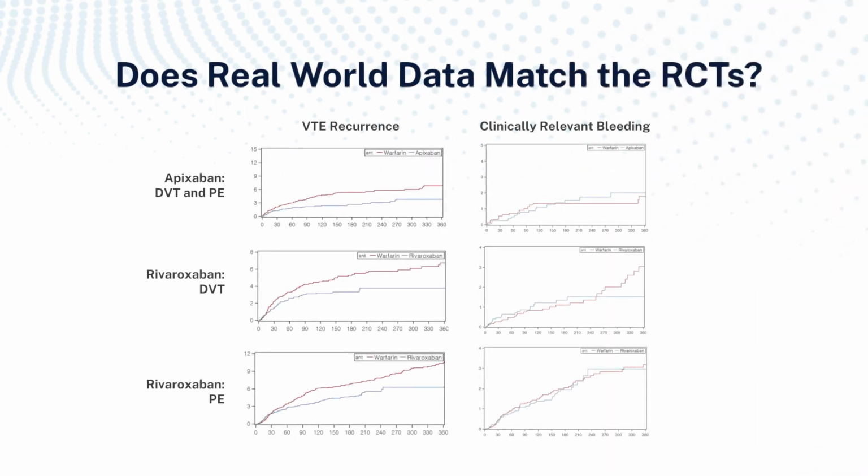Well, here's some large data looking at the rates of VTE recurrence and clinically relevant bleeding between the different types of drugs that we just saw in the clinical trials. So for the first one here, we're looking at apixaban, both DVT and PE patients. What you can see in this graph on the left is that the warfarin group had a higher rate of VTE recurrence than the apixaban group. And over on the right side, we see for clinically relevant bleeding, those two curves overlap, suggesting the rate of bleeding was the same.